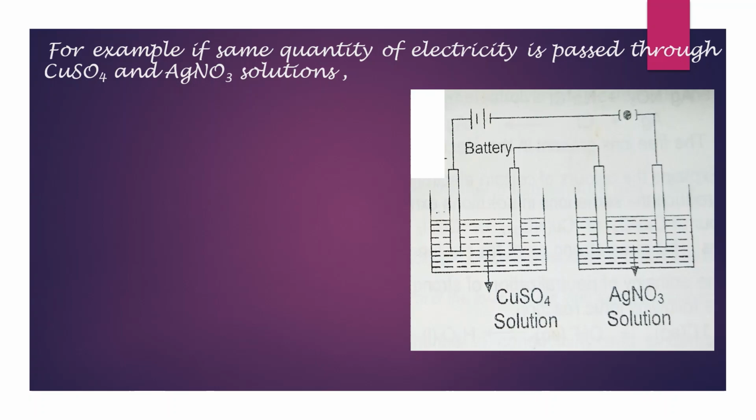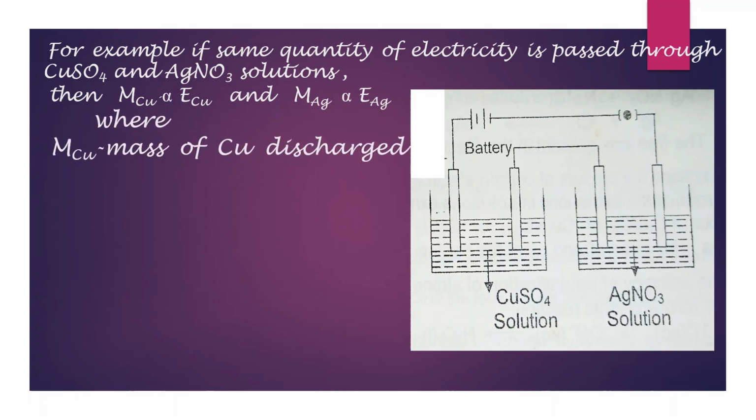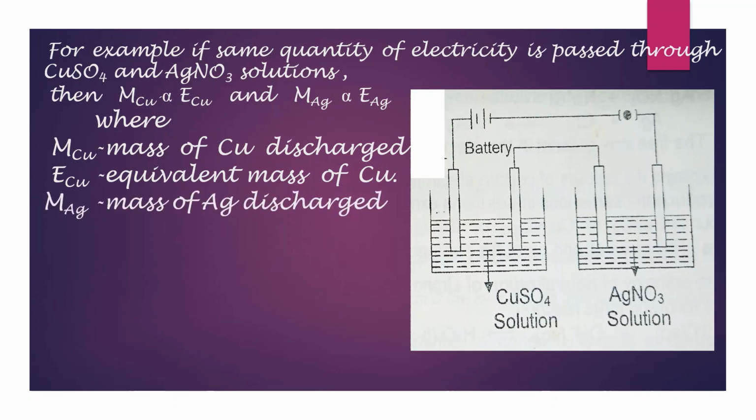So here you can put forward Faraday's second law for this example, and we can express it in this way: MCu proportional to ECu and MAg proportional to EAg. MCu is the mass of copper discharged at the electrode dipped in the CuSO4 solution, and ECu is the equivalent mass of copper. Similarly, MAg is the mass of silver discharged at the electrode dipped in the silver nitrate solution, and EAg is the equivalent mass of silver.